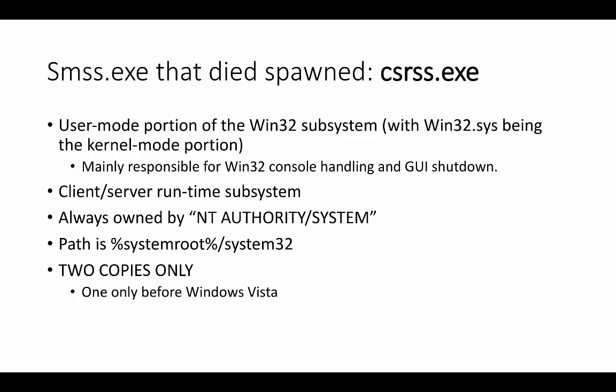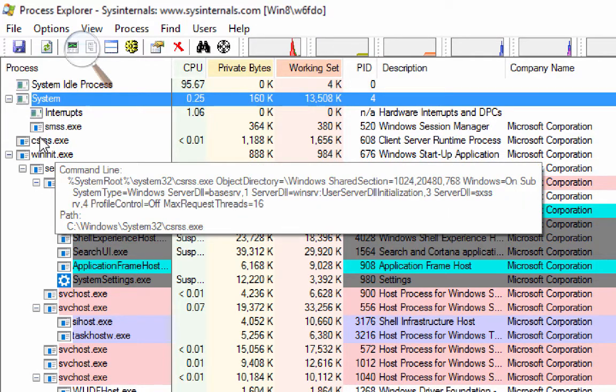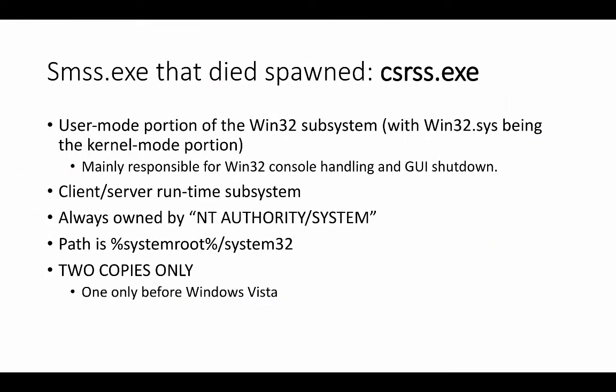Next one is csrss.exe. And you can see csrss.exe right here. That smss.exe that was spawned and died gave birth to wininit as well as csrss.exe. And this is basically a process that's responsible for the console handling, the GUI shutdown, that sort of thing. It's part of the Client/Server Runtime Subsystem. There was only one copy before Windows Vista, two copies now in Windows Vista and above. Path is SystemRoot\System32, always owned by the System account again. And that's a process that you will see at the beginning of the process stack.